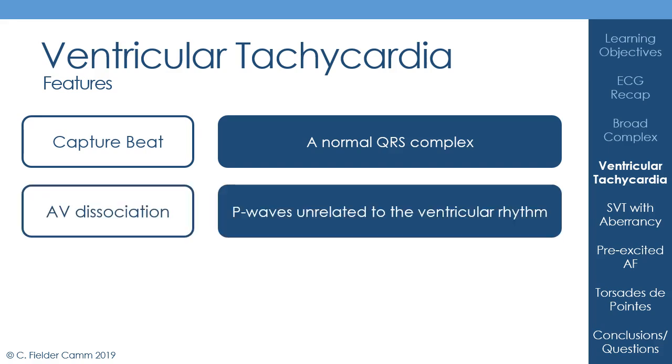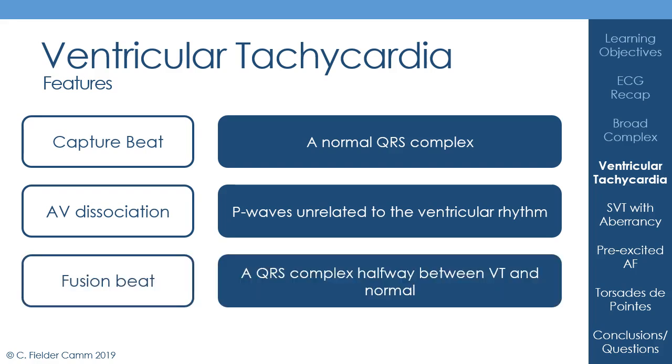The second is AV dissociation. So essentially, the ventricles should just be acting on their own, right? Either through an abnormal set of pacemaker cells or a reentrant circuit. Essentially, the ventricles are doing stuff completely out of sync with the atria. So you should see P waves that are just completely unrelated to the ventricular rhythm, almost as if you've got a complete heart block, but at this time you've got a ventricular tachycardia.